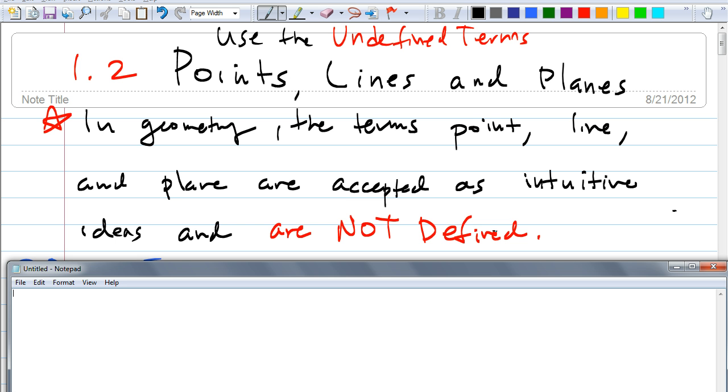So on the test, the thing they'd like to ask you a lot is, what are the 3 undefined terms? And we all know what they are now, right? Point, what? Line, and plane. Correct. Write this down. I'll give you time. All the other ones we define, okay? But these are 3 terms. Because they're so intuitive, right? We just accept them as what they are here.